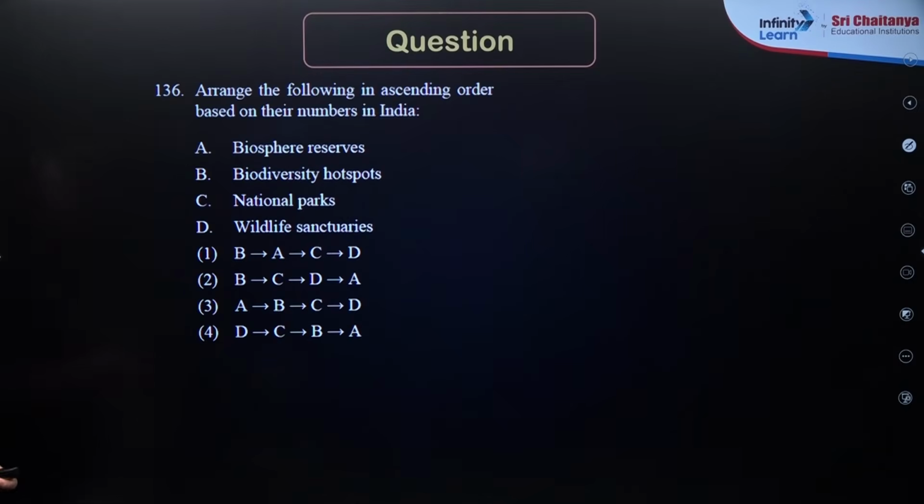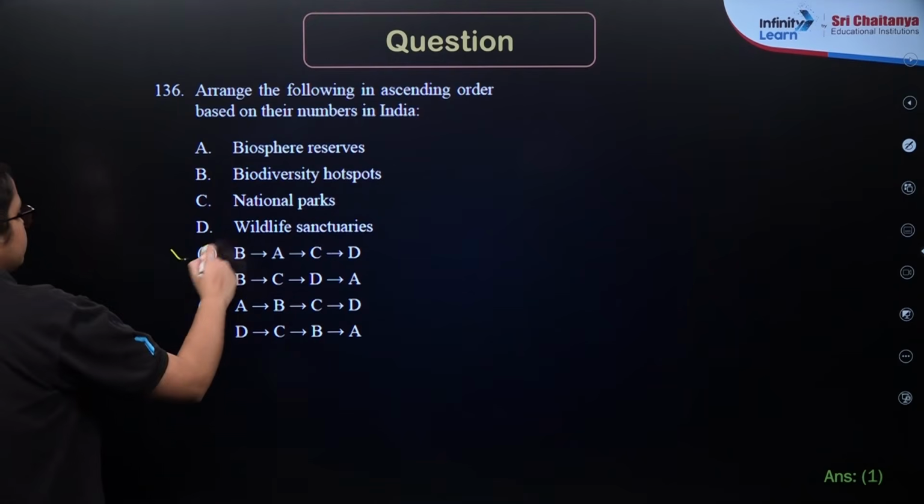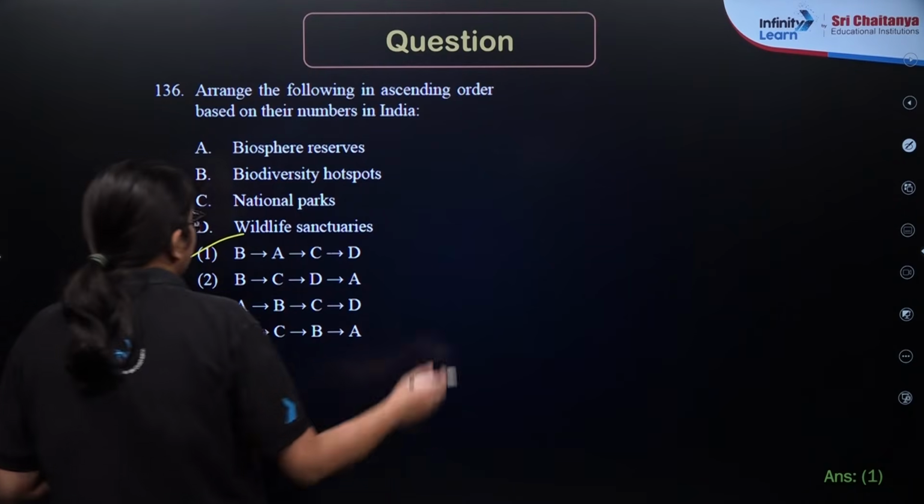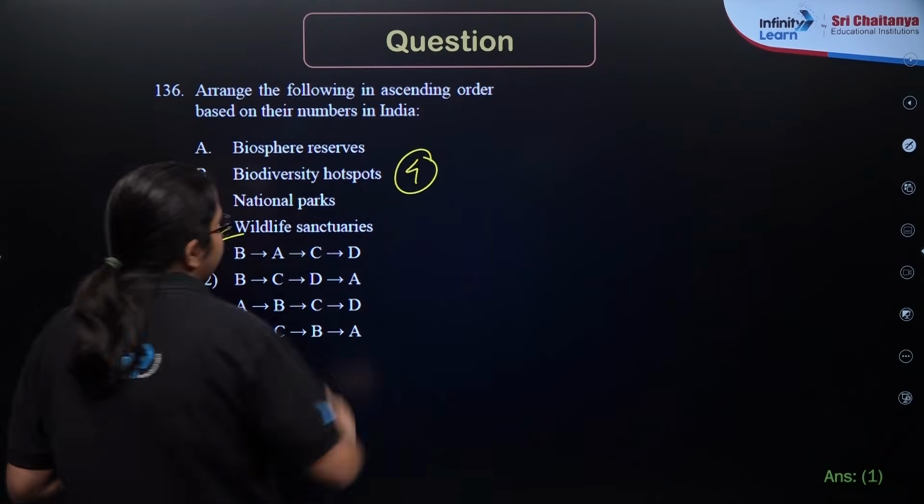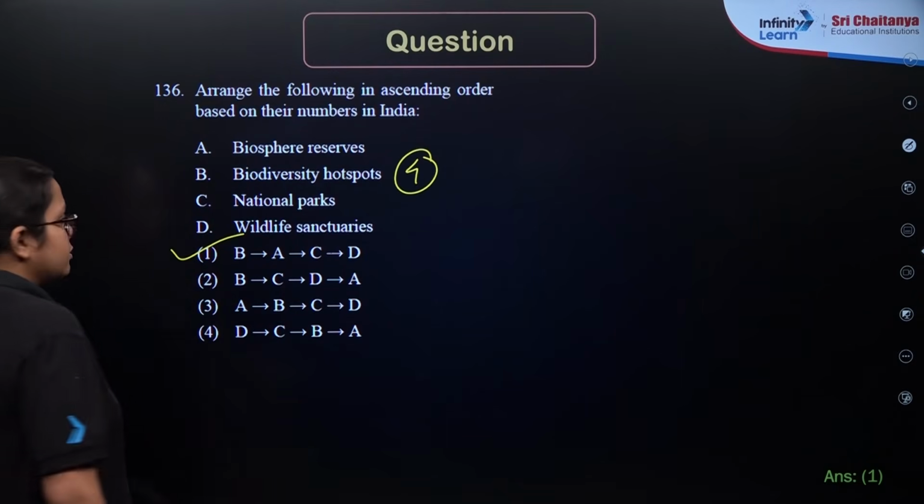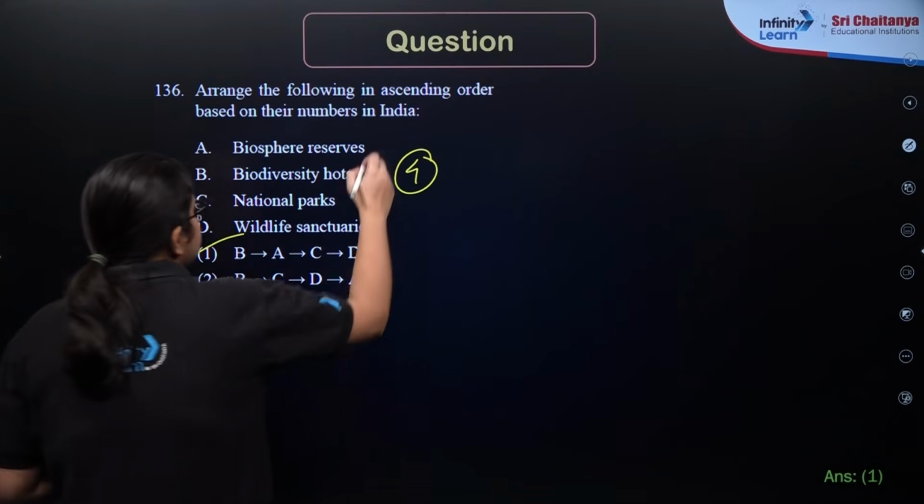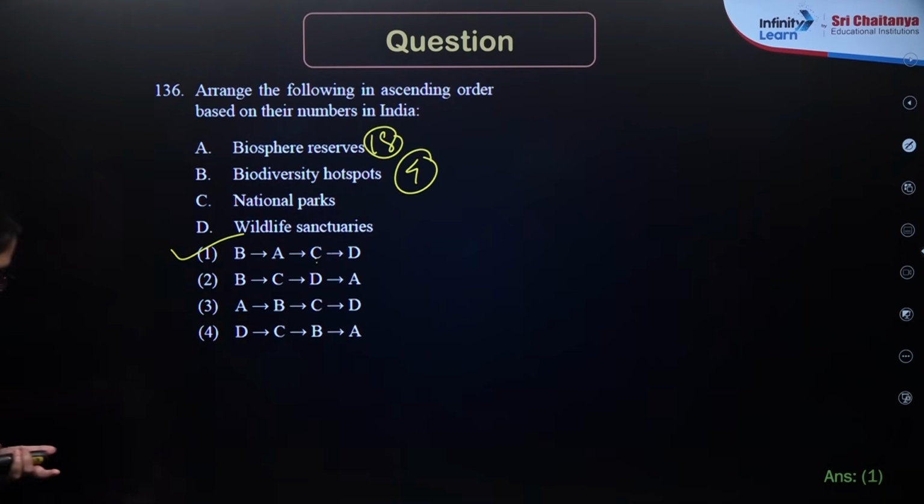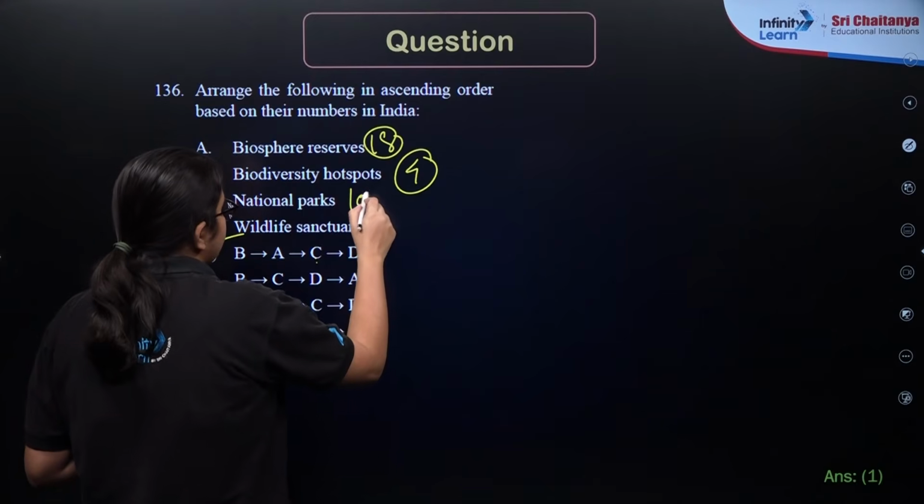Next question. Arrange the following in ascending order based on their numbers in India. The answer for this one is the first one, ascending order. So B, biodiversity hotspots, is the least in number. Biodiversity hotspots in India is only 4. Next is biosphere reserves, 18 in number in India. Next is national parks, around 107 in India.